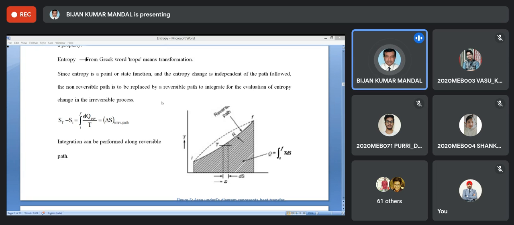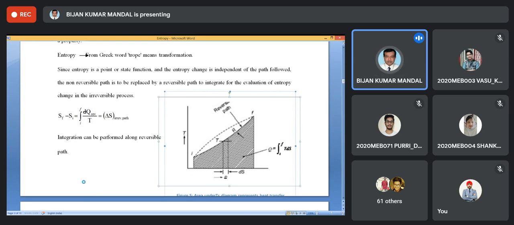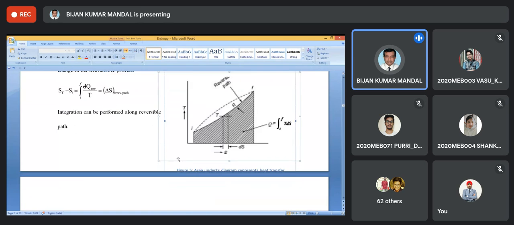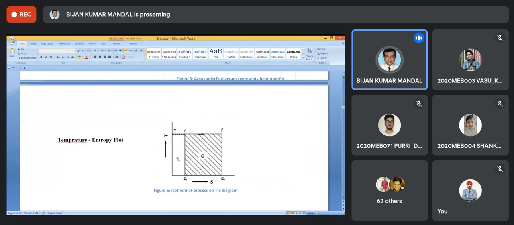Okay, so that is the case. The area under the TS diagram will give you the heat transfer. In a similar way, the area under the PV diagram is the work done in a process. So that's why the temperature versus entropy plot is very important.